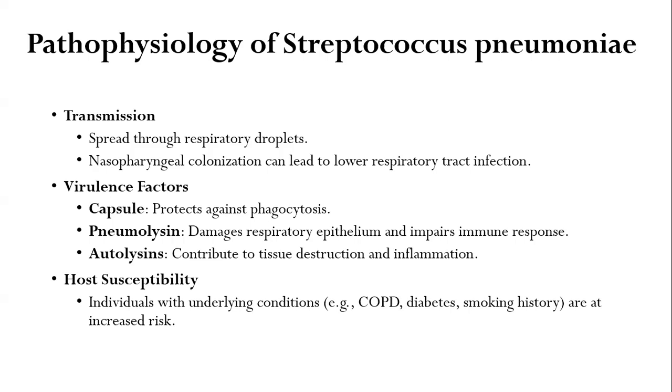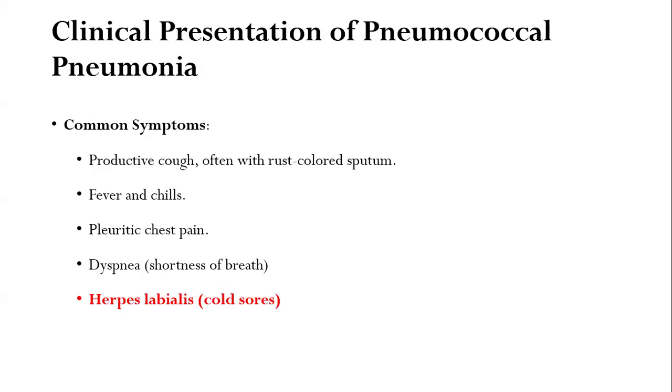Certain hosts are particularly susceptible to Streptococcus pneumoniae infections, particularly those with underlying lung diseases such as COPD or a history of smoking, or those with weakened immune systems such as patients living with diabetes. Now, what is the clinical presentation of pneumococcal pneumonia? The pneumonia caused by Streptococcus pneumoniae is also known as pneumococcal pneumonia.